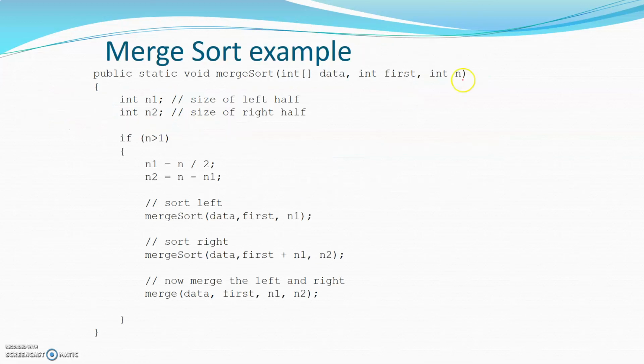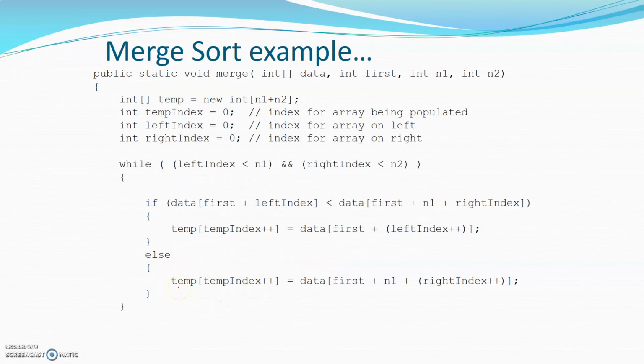So peeking back at the code again, this is the recursive call on the left-hand side. It's in a reducing manner because this n1 is smaller than n. Here's the recursive call on the right-hand side, also reducing manner because n2 is smaller than n. And then after both sides are sorted, then the merge takes place. Now the code could have been here for the merge. This was just put here separately.